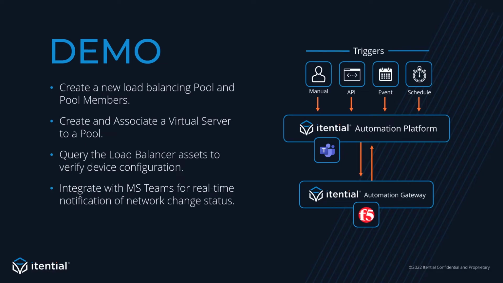On the right-hand side of the screen, you can see a bit of an architecture here. This depicts our triggers, the ways that you can invoke Itential automations. They can be done manually through our catalogs internally. They can be exposed as APIs into your ecosystem. We could also listen to events, and we could also schedule automations to run within our platform. For today's demonstration, we'll focus on the manual aspect, just focusing on a bit of the Itential components.